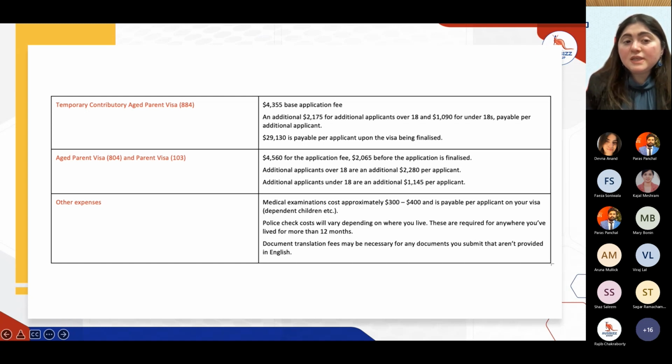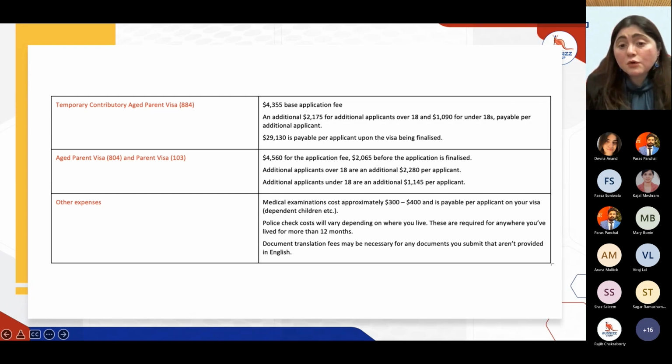The aged parent visa 804 and the 103 parent visa have got this fee structure of 4,560. You can see that there is no lump sum amount of 43,600 because this is not a contributory parent visa, which means that this visa is going to take 25 to 30 years for processing. So they are not taking the big lump sum from you.